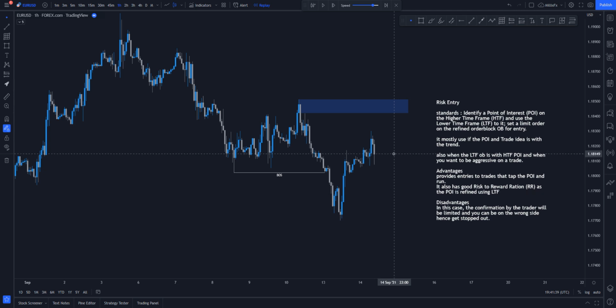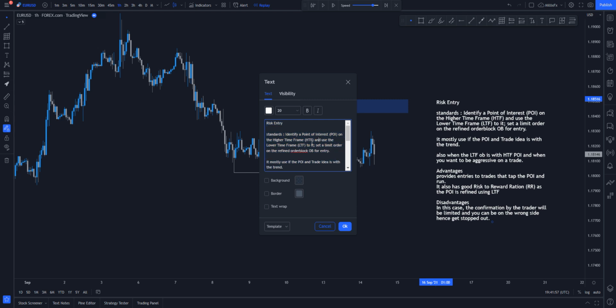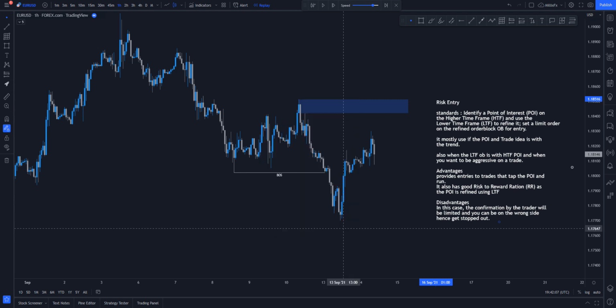With the risk entry, the standard is to identify a POI, a point of interest, on the high time frame and use the lower time frame to refine it. Set a limit order on the refined order block, the refined OB, for entry. So a refined order block is required for entry.